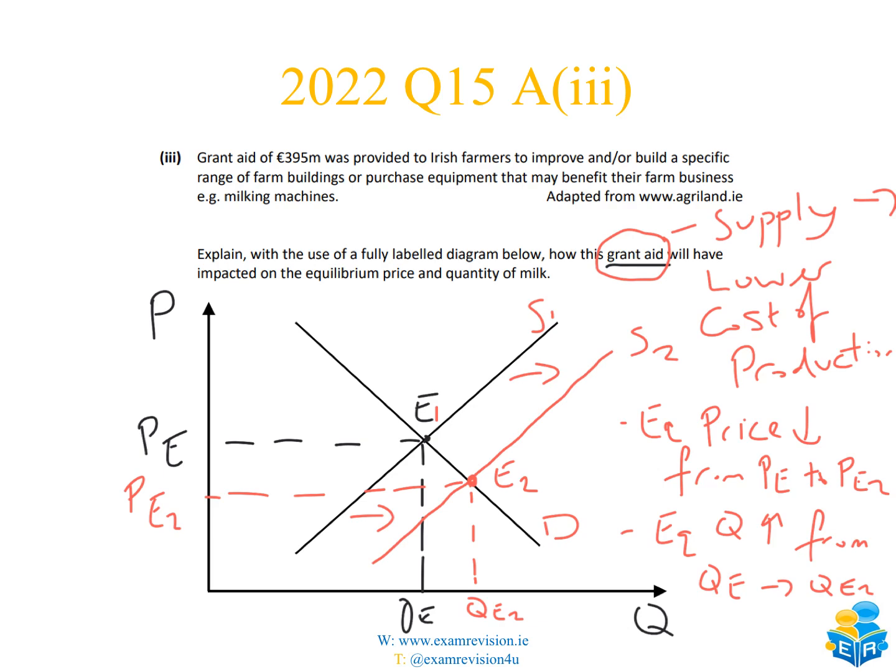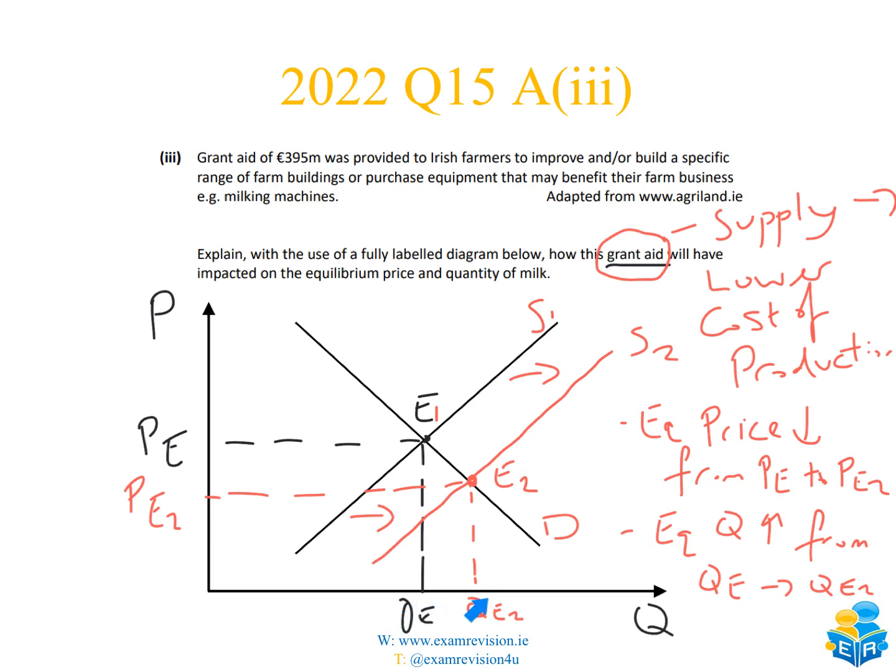So you're looking to explain it in 3 or 4 sentences. Literally what happens. So the grant should help reduce costs and cause it to become more efficient. This causes S1 to shift to S2 to the right. And so what happens then is your equilibrium E1 goes to E2. So what you're saying is equilibrium price decreases from PE down to PE2, and your equilibrium quantity increases from QE to QE2.